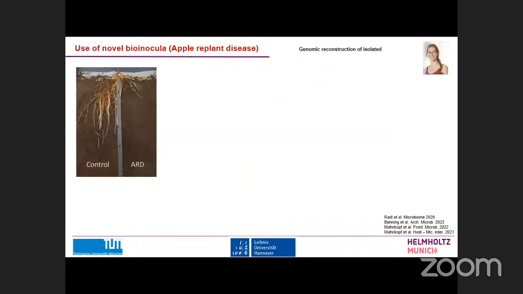And just one example, which I really like very much, is apple replant disease, where when you repeatedly grow apple on a particular field, you can see that after 3 or 4 generations, apple plants are no longer growing. This is true for all Rosaceae, but for apple, the economic burden is the highest. So this is the question: what happened in this soil? And can certain microbiota help to compensate for these problems that are occurring there?